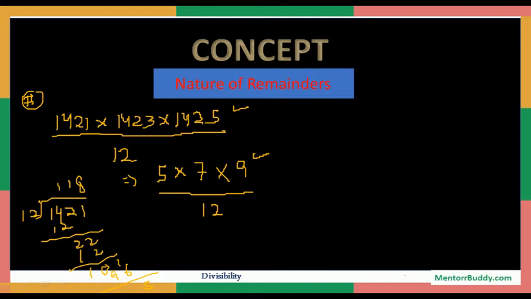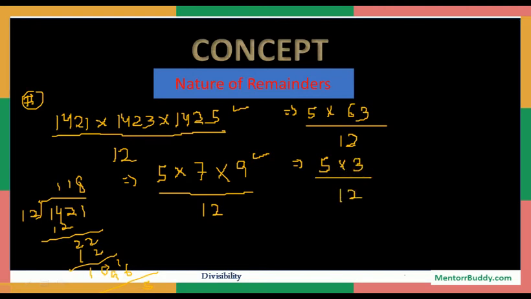So what I'm going to do here is remain this 5 as it is, make this 7 into 9 to be 63, divided by 12. So when you divide 5 by 12, the positive remainder will be 5 only, and when you divide 63 by 12, the positive remainder will be 3. Again, it needs to be divided by 12. Now 5 into 3 will be equal to 15, which needs to be divided by 12. So when 15 is divided by 12, the positive remainder is going to be 3.